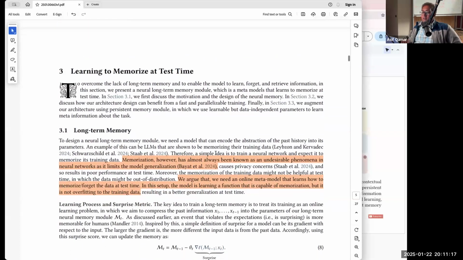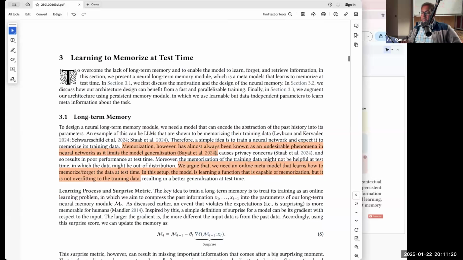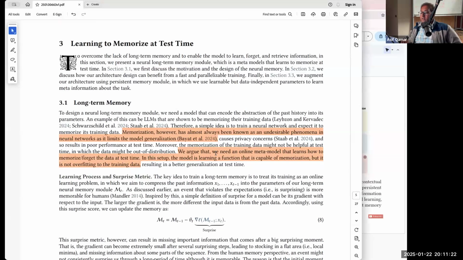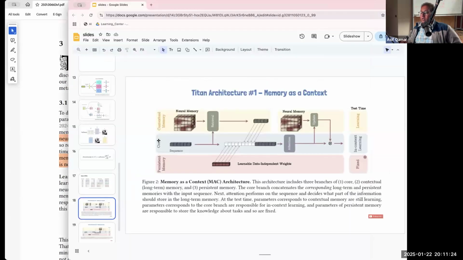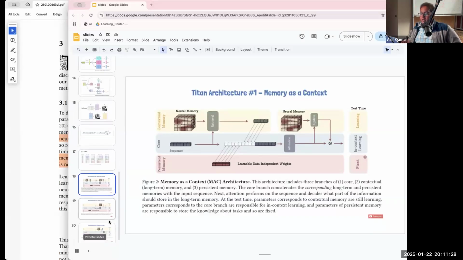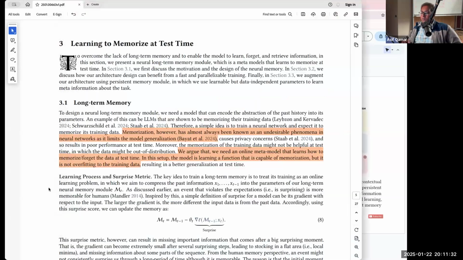Okay, so now learning to memorize at test time. Now we are getting into the details. Having known about this one architecture, I will explain the other architecture variants. But having explained the one architecture, they are explaining learning to memorize at test time.